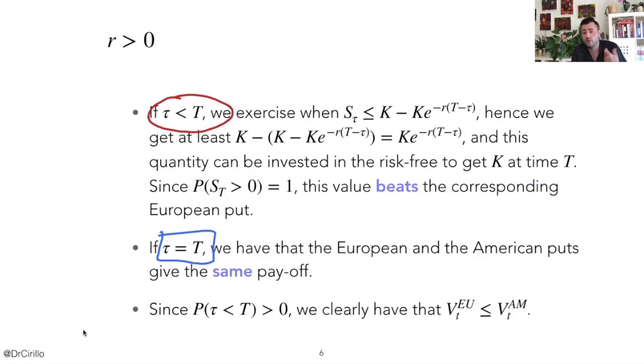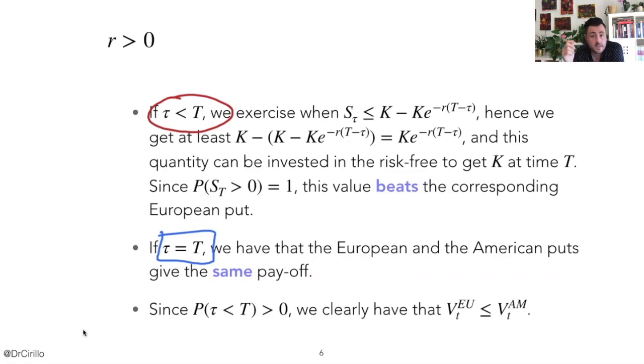At capital T, when you exercise your American put, you exactly get the same payoff you would obtain by exercising the European put. So in the case in which tau is equal to capital T, there is no difference between the two puts, okay? But if we combine the case tau smaller than capital T and tau equal to T, since there is a positive probability that tau is actually smaller than T, the consequence is that the value of the American put is always larger than the value of the European put, or at least it is always larger or equal to.